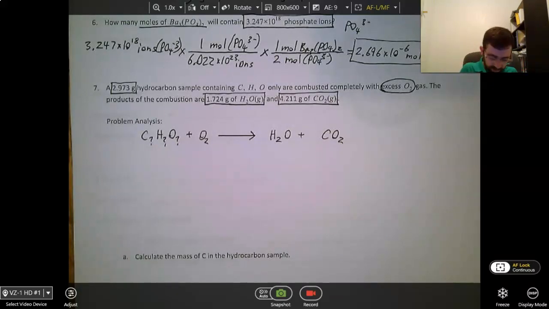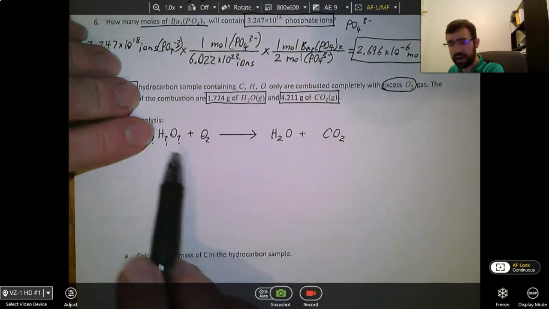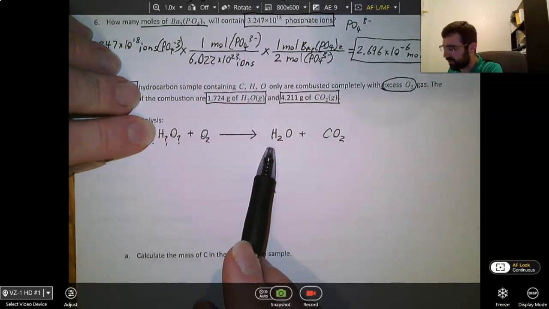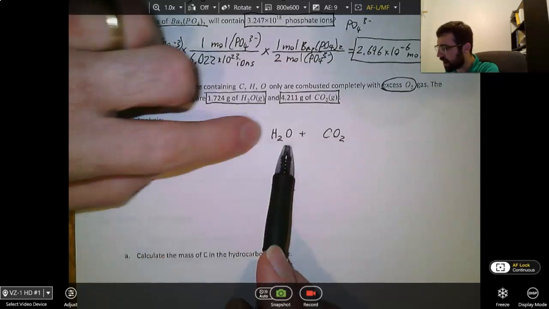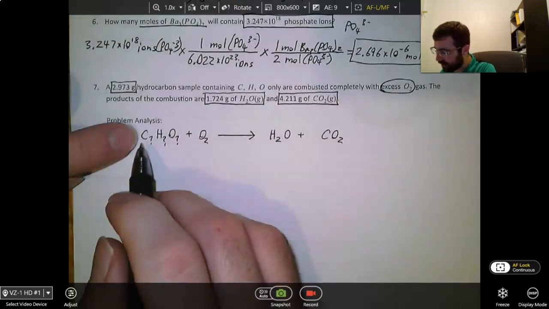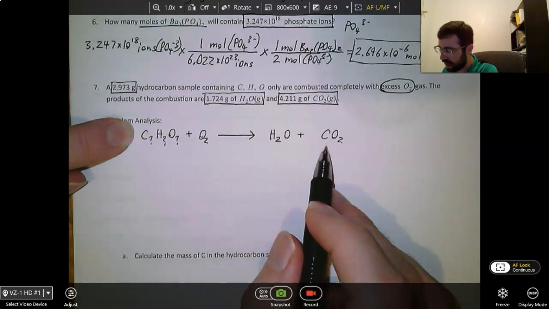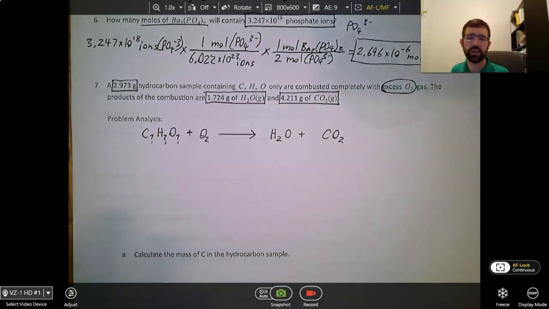The law of conservation of mass tells us that matter can't be created or destroyed. So if I start with a certain amount of carbon, I need to have the same amount of carbon on the other side. If I start with a certain amount of hydrogen, I need to end up with the same amount of hydrogen on the other side, the same mass. And if I start with a certain mass of oxygen overall, I need to end up with the same amount of oxygen on the other side. So what we need to look at now is where does the carbon go? All of the carbon goes to carbon dioxide. Where does the hydrogen go? All the hydrogen goes to water. And then oxygen's kind of split up, so it's the trickiest one.